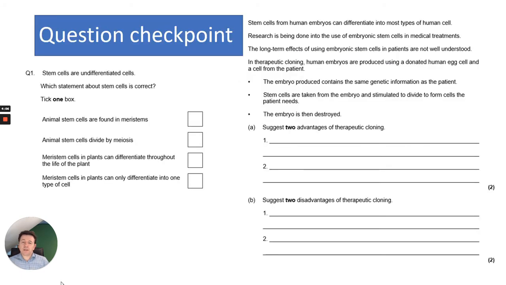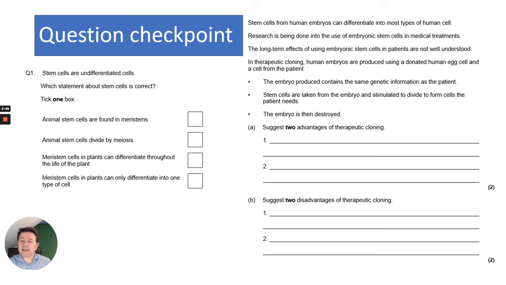Okay, so we're on to the question checkpoint. Again, as normal, what I would like you to do is to have a good read of these, and I'd like you to pause and have a go at answering them. So 3, 2, 1, pause.